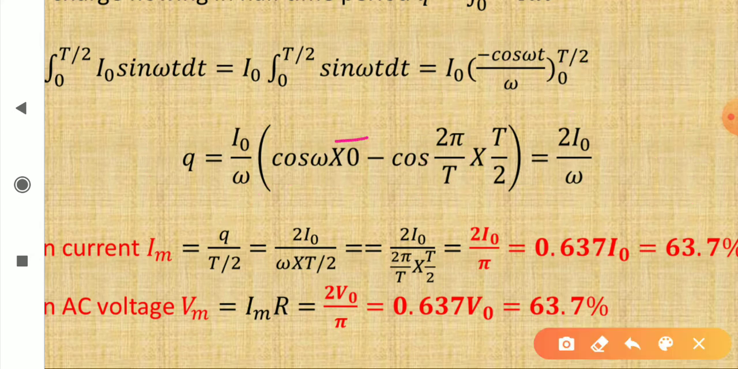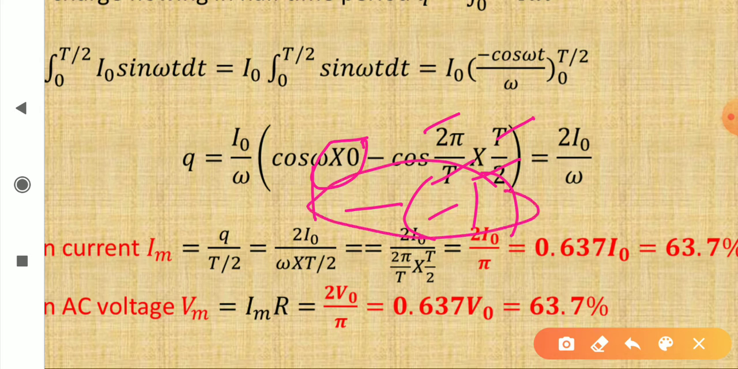See, cos omega into 0 is cos 0, that is 1, minus, here T and T cancel out, this 2 cancels this 2, we get cos pi, and cos pi is minus 1. So 1 minus minus 1 will give you 1 plus 1, and that is 2. So inside the bracket you get 2. So now it becomes equal to 2 I naught by omega.